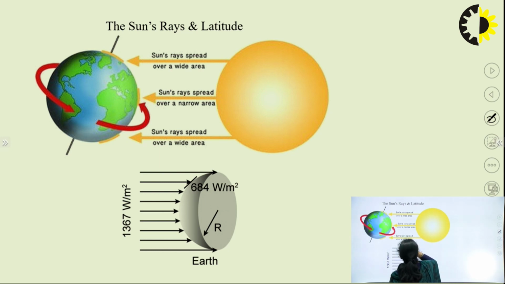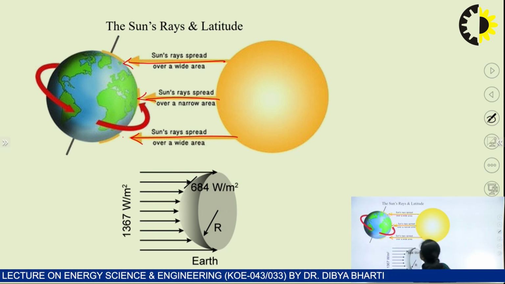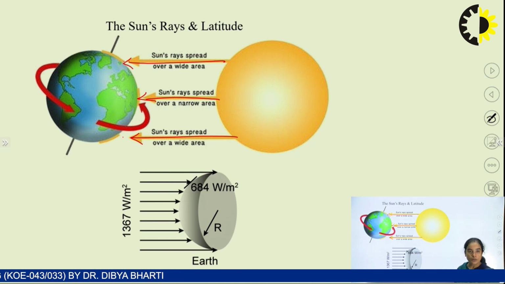So at this position, sun's ray spread over a narrow area. And in this position, sun's ray spread over a wide area. At this position also, if sunlight is being incident, it will be spread over wide area, but the sunlight incident at this direct position will not spread over wide area.